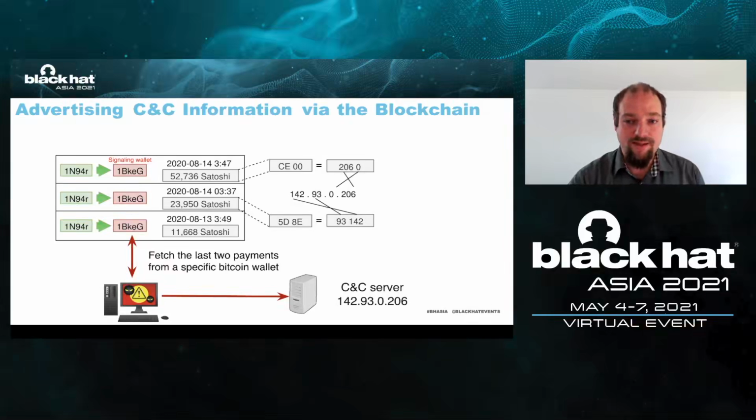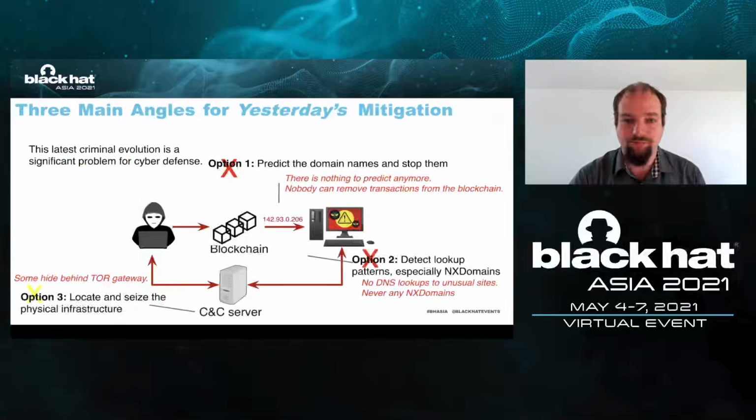So now clients are monitoring specific wallets on the blockchain. They're retrieving the last payments, and from the last two, they are decoding this in the following manner to obtain the CNC IP address: 142.93.0.206. Why two transactions? While you could signal it in one transaction, the money necessary to transfer this information would be astronomically high. So by using two transactions, you keep the cost for maintaining the CNC mechanism relatively low.